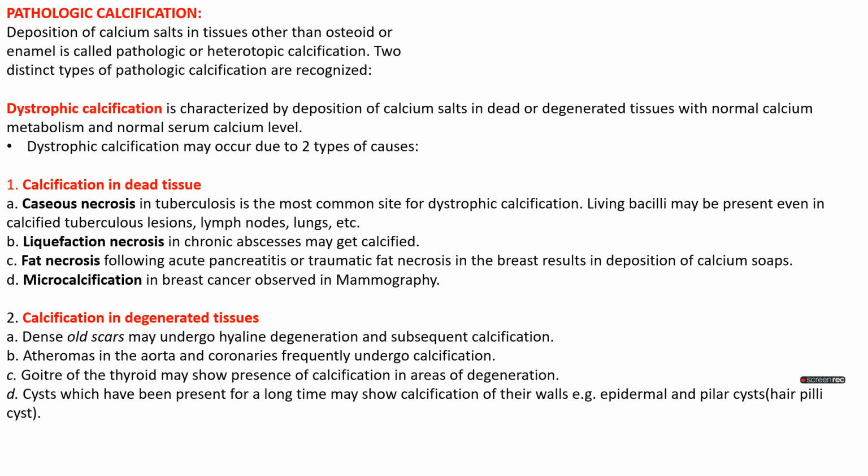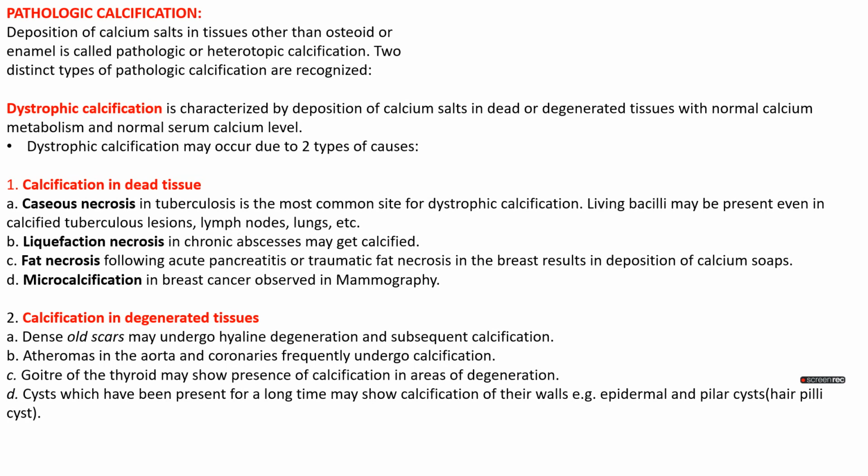Then atheromas in the aorta. The term atheroma means atherosclerosis, that is the deposition of fatty plaques in the walls of the arteries, mainly in the aorta here. So atheromas of the aorta and coronary arteries frequently cause scarring in the blood vessel, and there is a rupture, damage of the blood vessel, and thereby there is a calcification you can find.